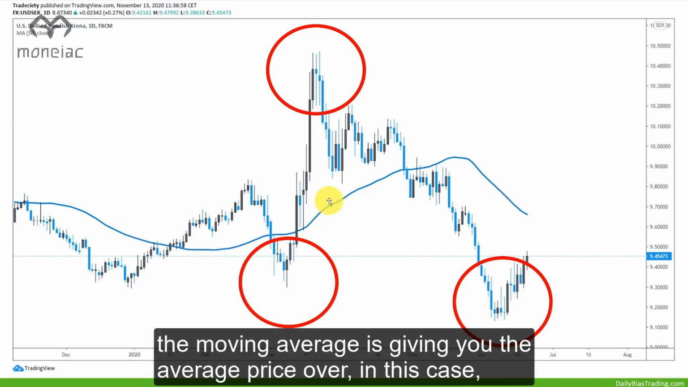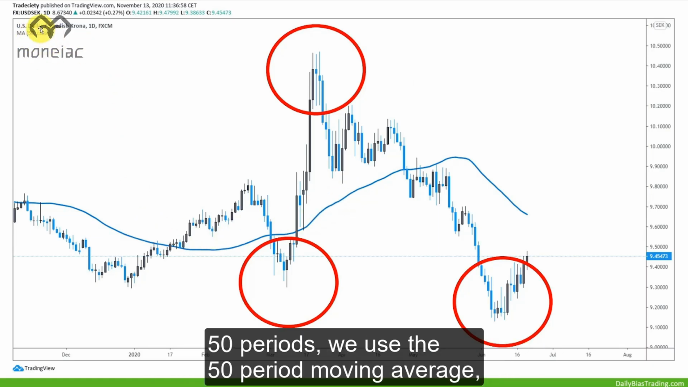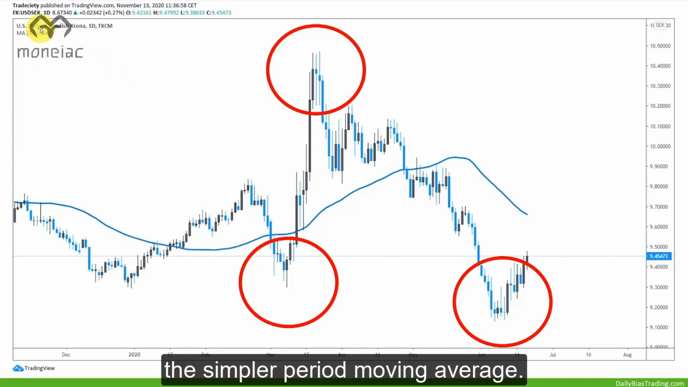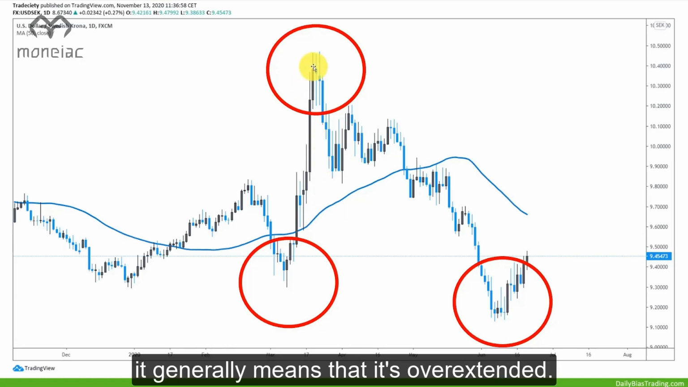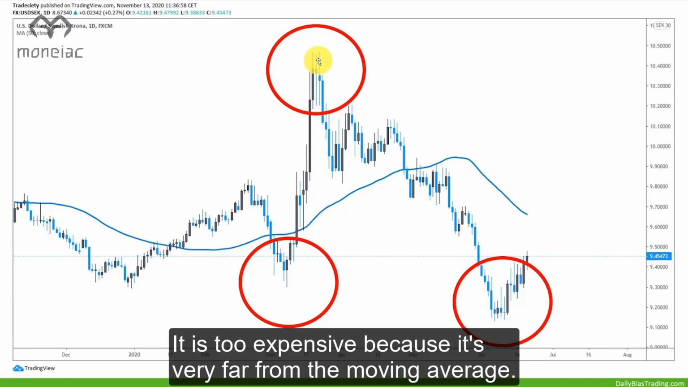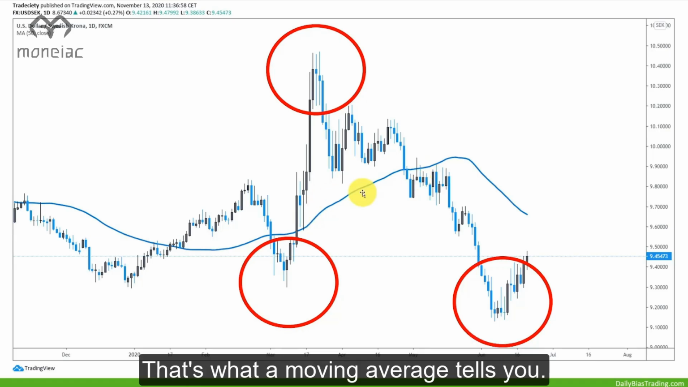Again, the moving average is giving you the average price over, in this case, 50 periods. We use the 50 period simple moving average. And when the price is very far away from the average, it generally means that it's overextended. It is too expensive because it's very far from the moving average. That's what a moving average tells you.